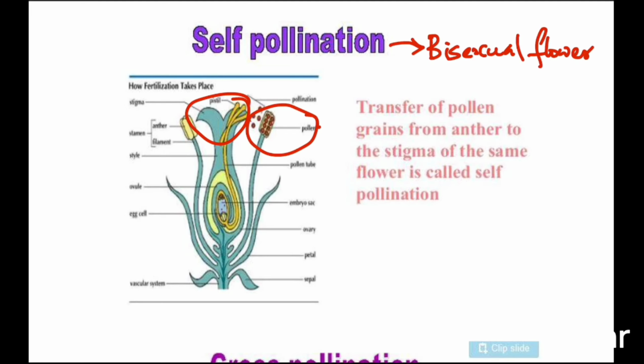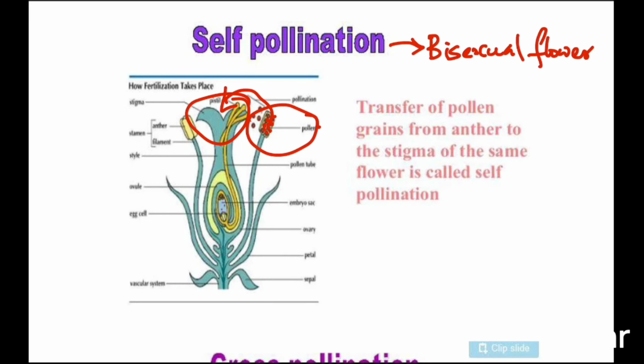So that means which is having the stamen and the stigma, right? You can see that here, from the stamen, the pollen grains are there, right? So that will be transferred into the stigma of the same flower, then it is called self-pollination. Mostly I told you, in all bisexual flowers there will be self-pollination. Can a cross-pollination be possible here? That's our next question.